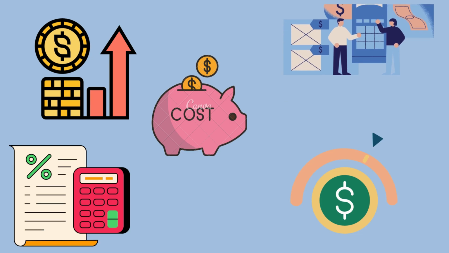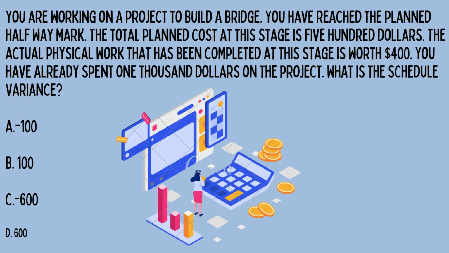You are working on a project to build a bridge. You have reached the planned halfway mark. The total planned cost at this stage is $500. The actual physical work that has been completed at this stage is worth $400. You have already spent $1,000 on the project. What is the schedule variance? A. Minus 100. B. 100. C. Minus 600. D. 600.